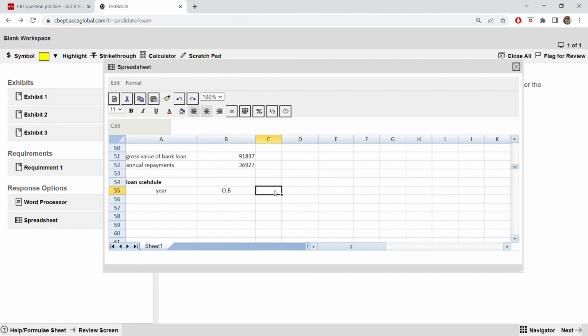Then make sure that you write it's a loan schedule. I told you everything needs to be labeled very clearly. Interest, repayment, or you can just write rep, and CB, closing balance. Short form is fine. Make it bold, and then you write the dollar sign.